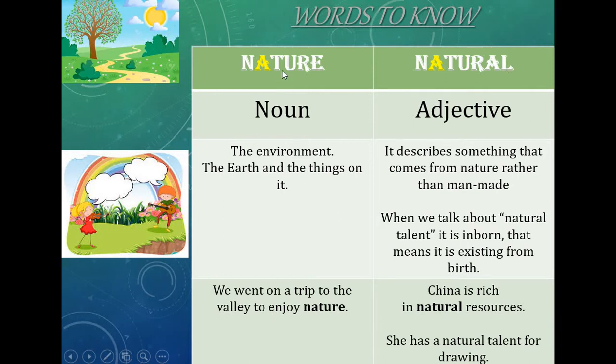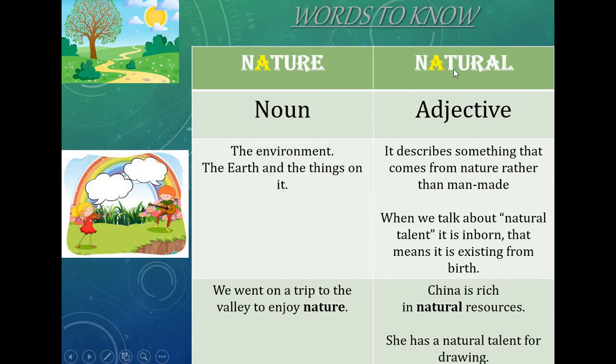Nature, natural. Nature and natural with different pronunciation. They are with different spelling, nature, natural, and they have different parts of speech. Nature is a noun. Natural is an adjective. Nature as a noun, it means the environment or the earth and everything on it. Okay? Nature is the earth and the things on it, or it talks about the environment. So it is what our God created in this world. Okay? We went on a trip to the valley to enjoy nature.